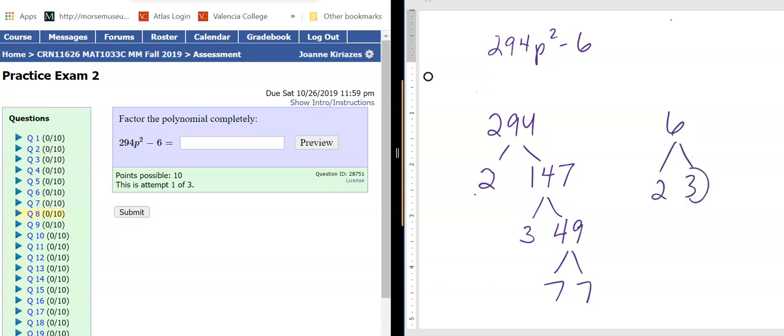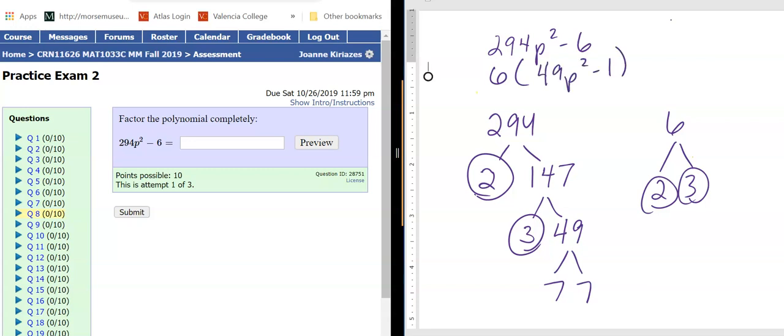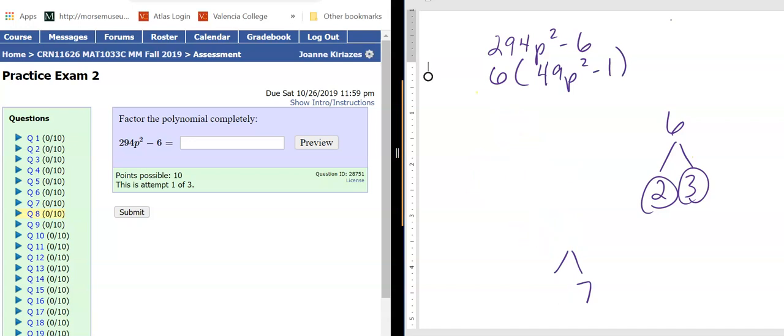So the greatest common factor they're both going to have is a 2 and a 3. So I can take out a 6 out of both of these because 2 times 3 is 6. And I'll be left with 49p squared minus 1. Okay? Okay, so now I've taken out the GCF, right? The greatest common factor, and now I'm left with two terms.